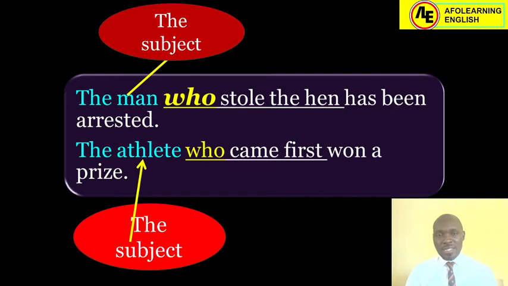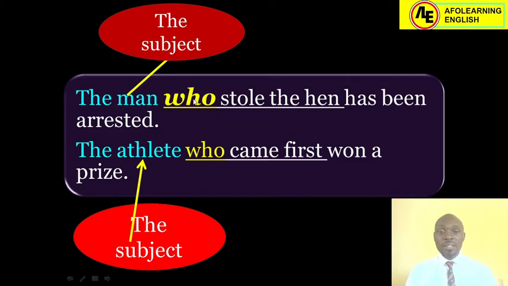And let's get more insight into how we can use who as different from whom. So we're starting with who. Let's take a look at some examples before we break them down and understand how we can use who in sentences. The man who stole the hen has been arrested. We talked about this example earlier on. Who stole the hen is the relative clause, right?